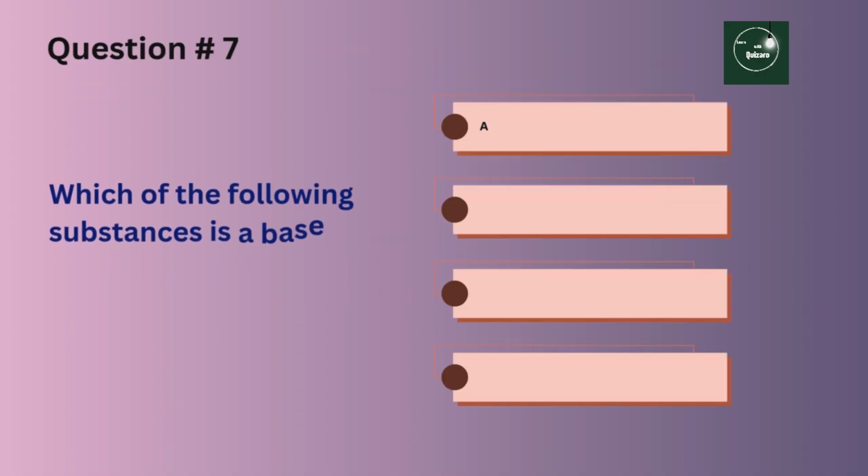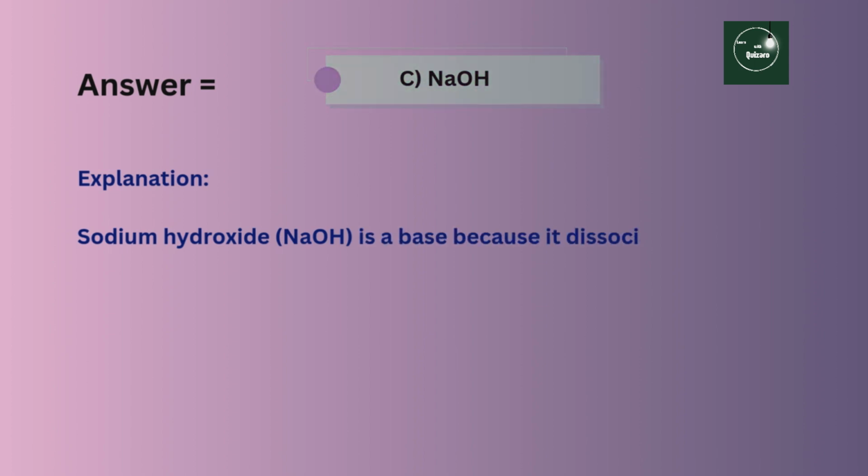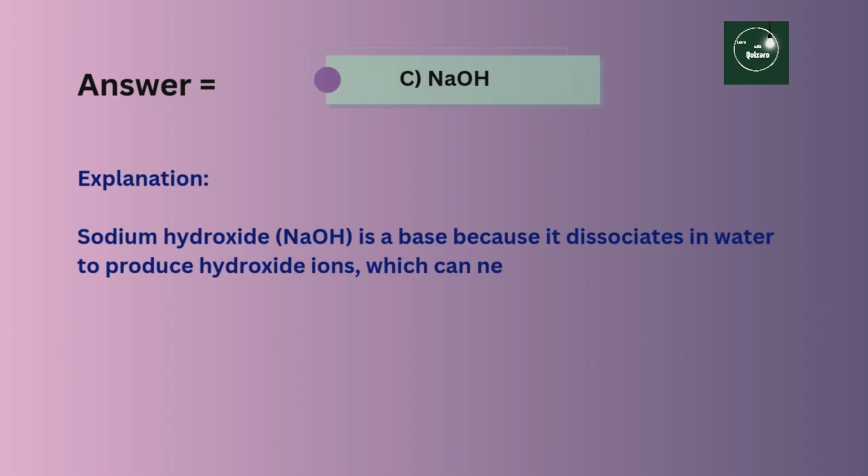Question number 7. Which of the following substances is a base? A. Sodium chloride. B. Hydrogen chloride. C. Sodium hydroxide. D. Methane. Answer is C. Sodium hydroxide. Sodium hydroxide is a base because it dissociates in water to produce hydroxide ions, which can neutralize acids.